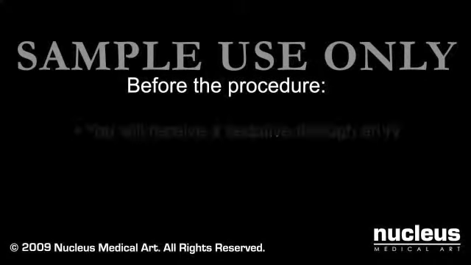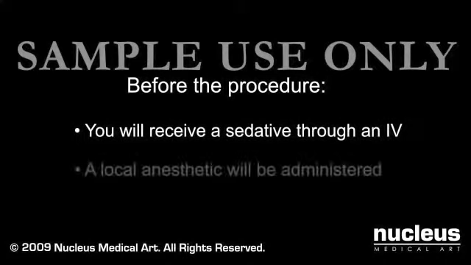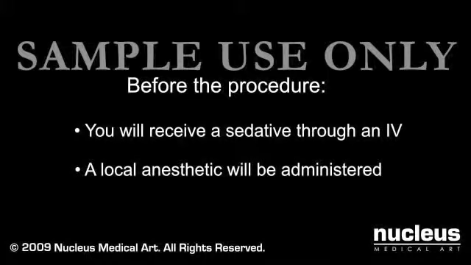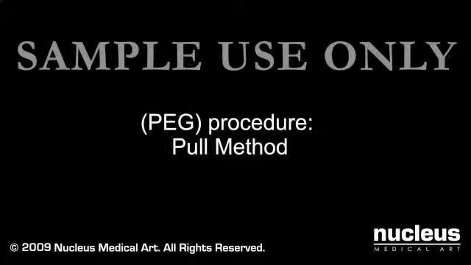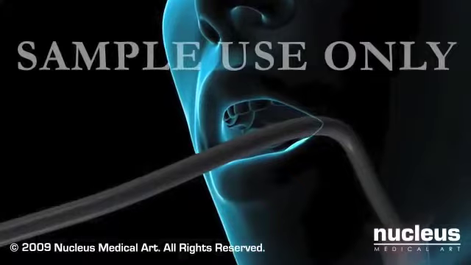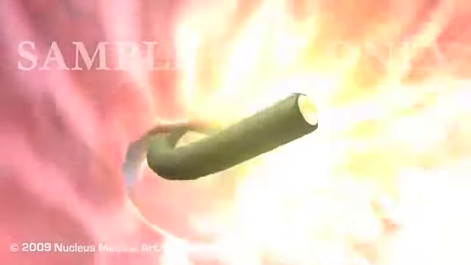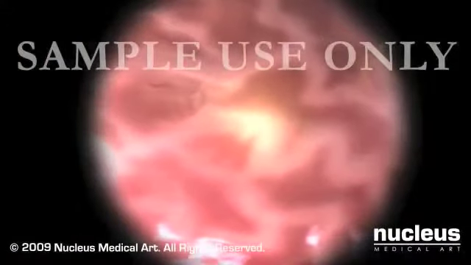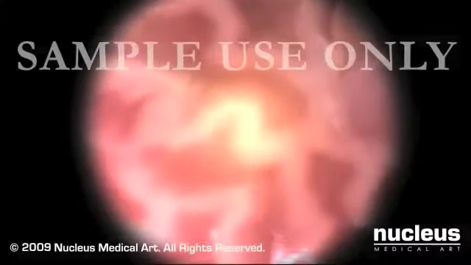Before the procedure, you'll receive a sedative through an IV to help you relax. A local anesthetic will be administered at the site on your abdomen where the PEG tube is to be placed. The most commonly used PEG placement procedure is the pull method. During this procedure, your doctor will insert a lighted endoscope through your mouth and thread it down your esophagus and into your stomach. A camera attached to the endoscope will produce images of the inside of your stomach, which will be displayed on a video monitor.